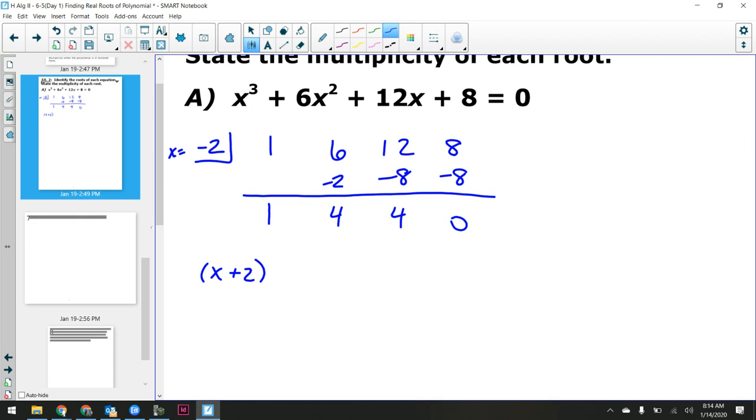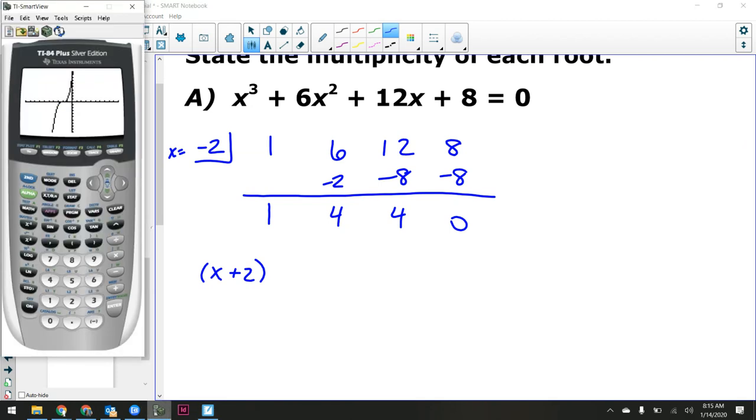How do you know, because you put negatives in the box instead of the opposite? That's the opposite of the factor. Remember? The opposite of the factor. If I set that equal to 0, I would get -2. Does that make sense?